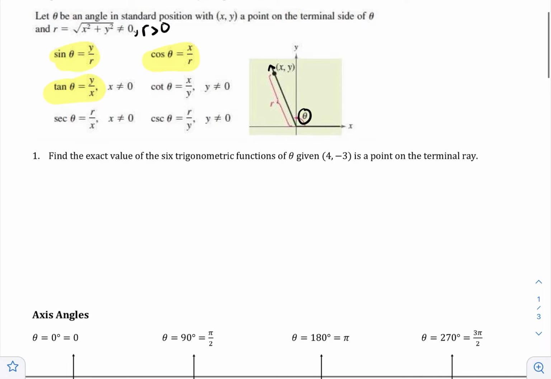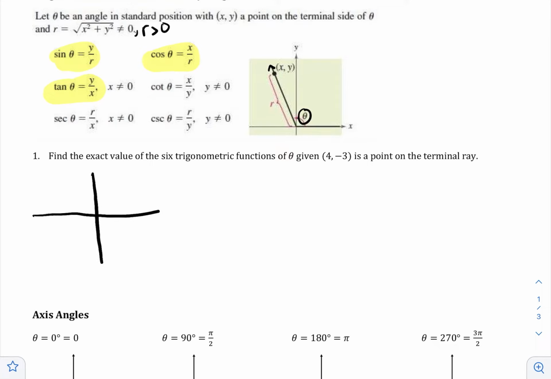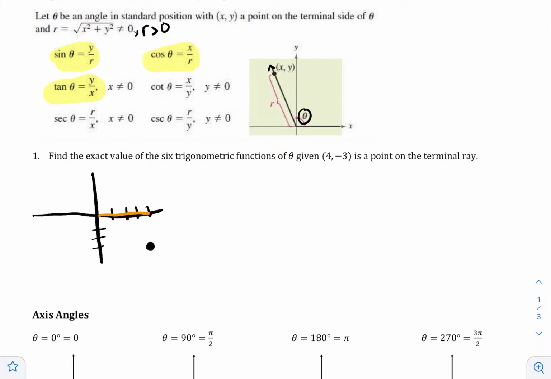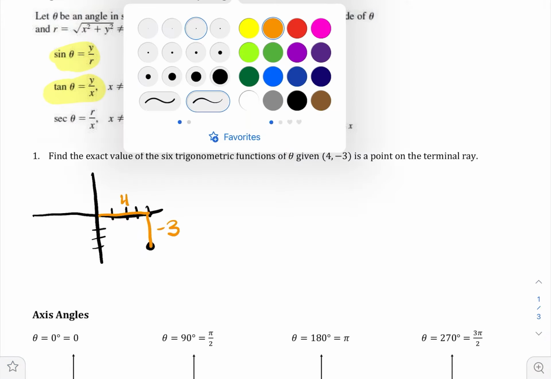So let's do a problem. Find the exact values of the 6 trig functions of theta, given that 4 comma negative 3 is a point on the terminal ray. Okay, so we draw a visual. Always draw a visual in this class, almost always. So you have 1, 2, 3, 4, 1, 2, 3. So here's my point. So that means that I have gone 4 to the right and 3 down. So this is 4 and this is negative 3.